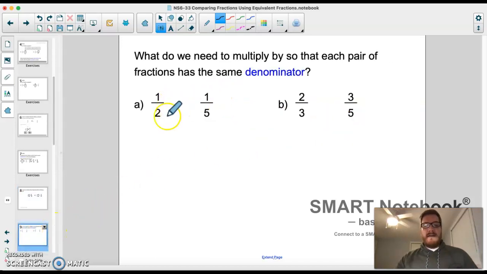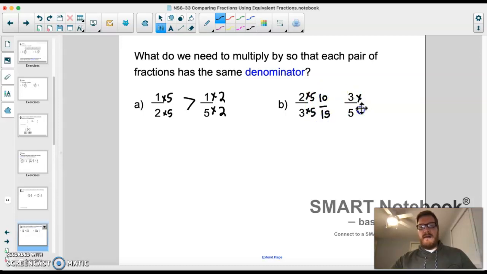Again, I need to change these by a scale factor so that they have the same denominator. Between 2 and 5, the lowest common denominator is 10, so this gets changed by a factor of 5 and this gets changed by a factor of 2. That's going to give me 5/10 versus 2/10, which means this one's bigger. Again, I know that between 3 and 5, the common denominator is 15, so change it by a factor of 5. That's going to be 10 over 15. This gets changed by a factor of 3, which is going to give me 9 over 15, which means that 2/3 is bigger than 3/5.